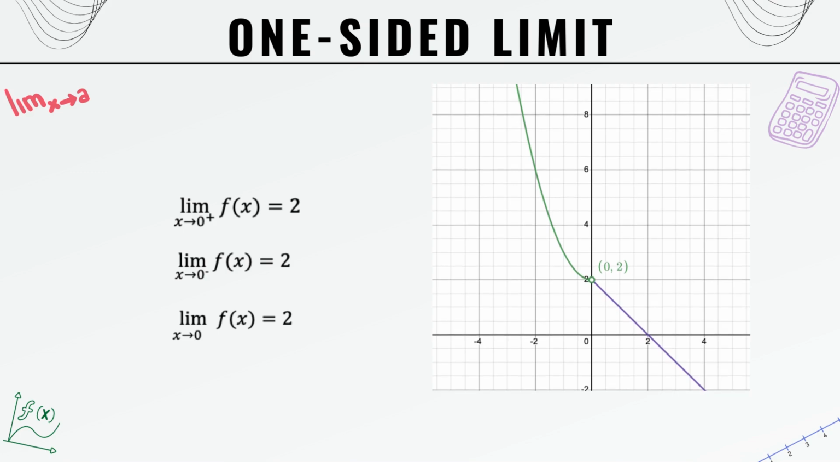From the right of x equals 0, y approaches 2. The same value for the left-handed limit. So the limit does exist and equals 2 at x equals 0.